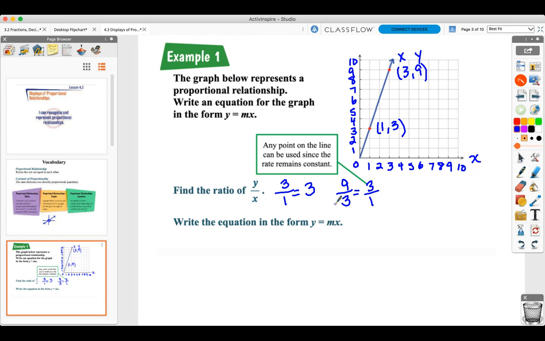But a lot of the times you will see it without the 1, unless it actually has a fraction like 3 over 2. You generally don't need to put that 1 on the bottom, but it's not wrong if you have that 1. So now that you found the value of m, these are the values of m, and it's the same number. So all you're going to do is substitute this value for m back into your equation. So it's going to be y equals 3x.